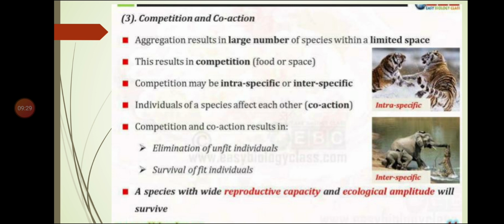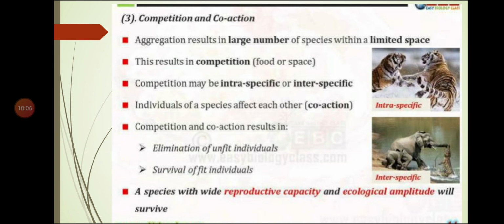Next step is competition and coaction. Aggregation results in a large number of species within a limited space, because many species are staying close to each other. So this results in competition. Competition can be for food or space, and the competition can be intraspecific or interspecific. Intraspecific means the competition between the same species, and interspecific means the competition between different species.